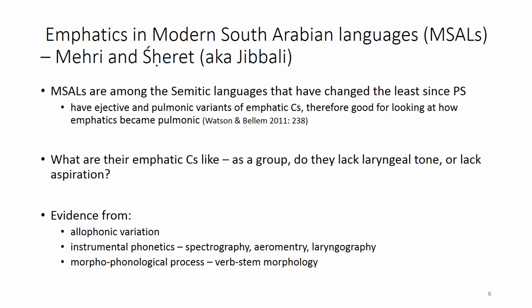We're going in the next few slides to have a close look at emphatic consonants in two modern South Arabian languages, Mehri and Hobyot, drawing on published and ongoing work by Janet Watson and myself. Modern South Arabian languages are among the Semitic languages that have changed the least since Proto-Semitic times. They have both ejective and pulmonic variants of emphatic consonants, therefore they're good to look at for how emphatics became pulmonic, as Watson and Bellem point out. What then are their emphatic consonants like? As a group, do they lack laryngeal tone or lack aspiration? We'll be looking at evidence from allophonic variation, instrumental phonetic evidence, and morpho-phonological processes in verb stem morphology.